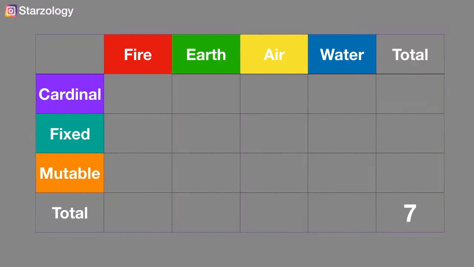Here we have this handy dandy table that will be filled in, and I fill this table in for every chart I ever do. Across the top we have the elements of fire, earth, air, and water, and then the total for the elements. Down on the left hand side we have the modes of cardinal, fixed, and mutable, and then the total for the modes. Because we're counting 7 planets, they will both add up to 7, both by row and column, as you'll see.